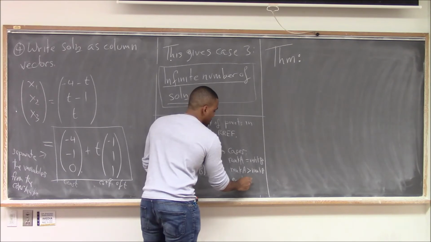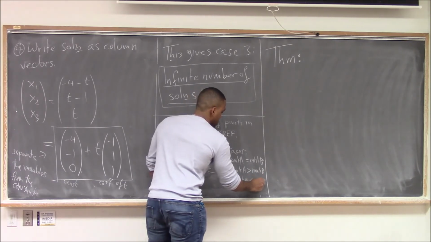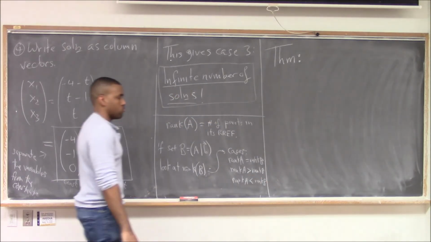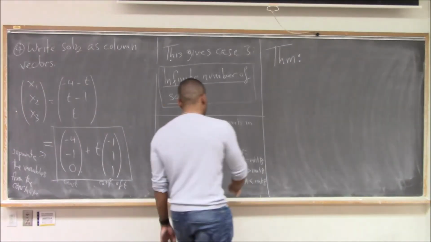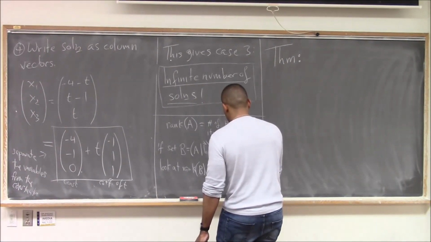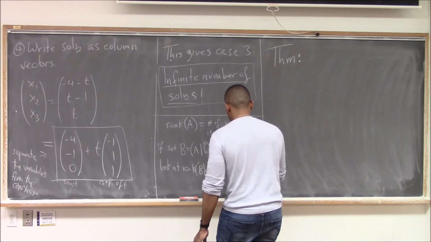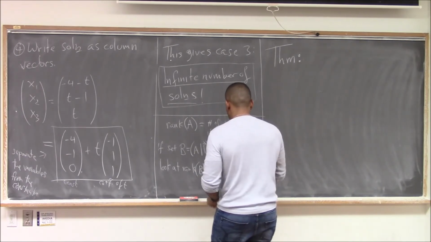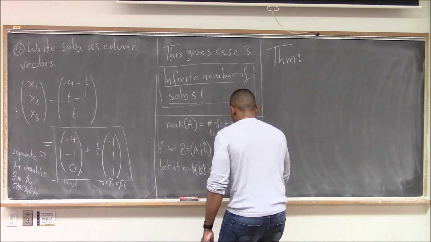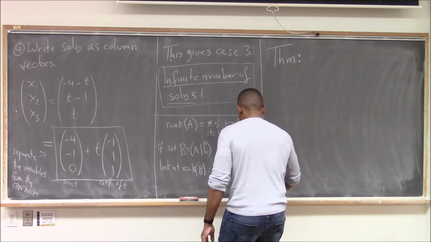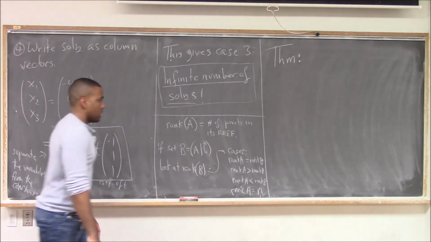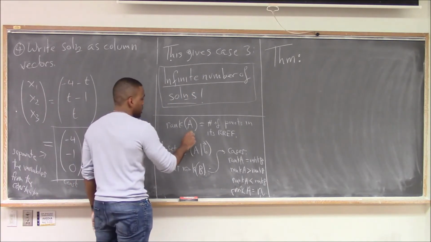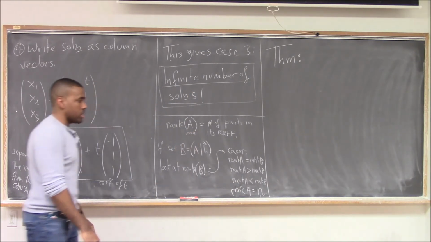Rank of A less than rank of B. And rank of A equals n is the other case we have to consider. Assume this is an m by n matrix. This kind of gives you all the possibilities.